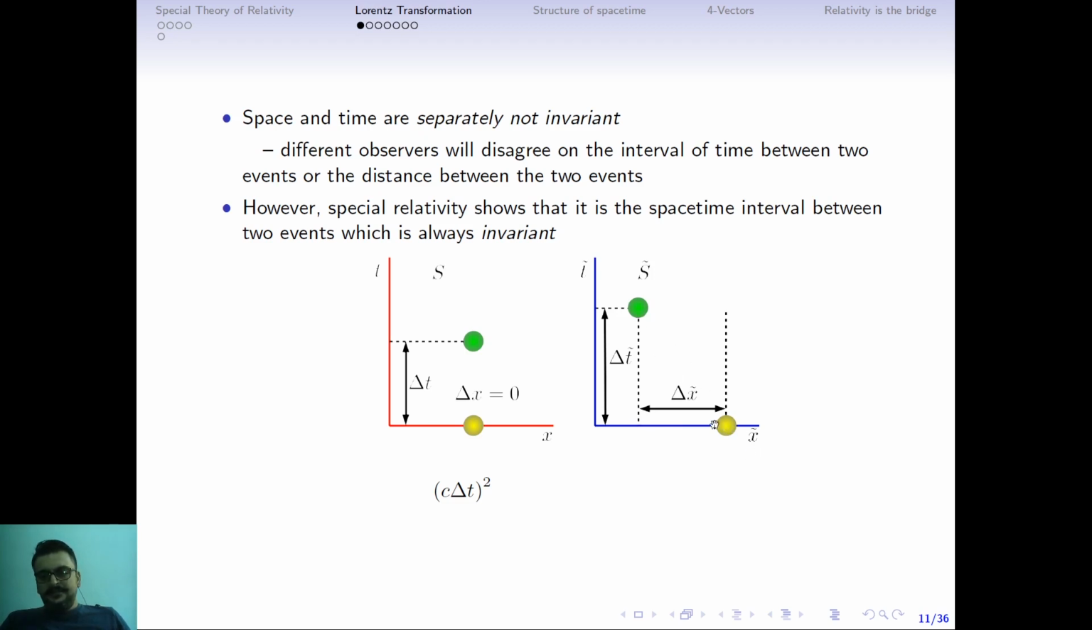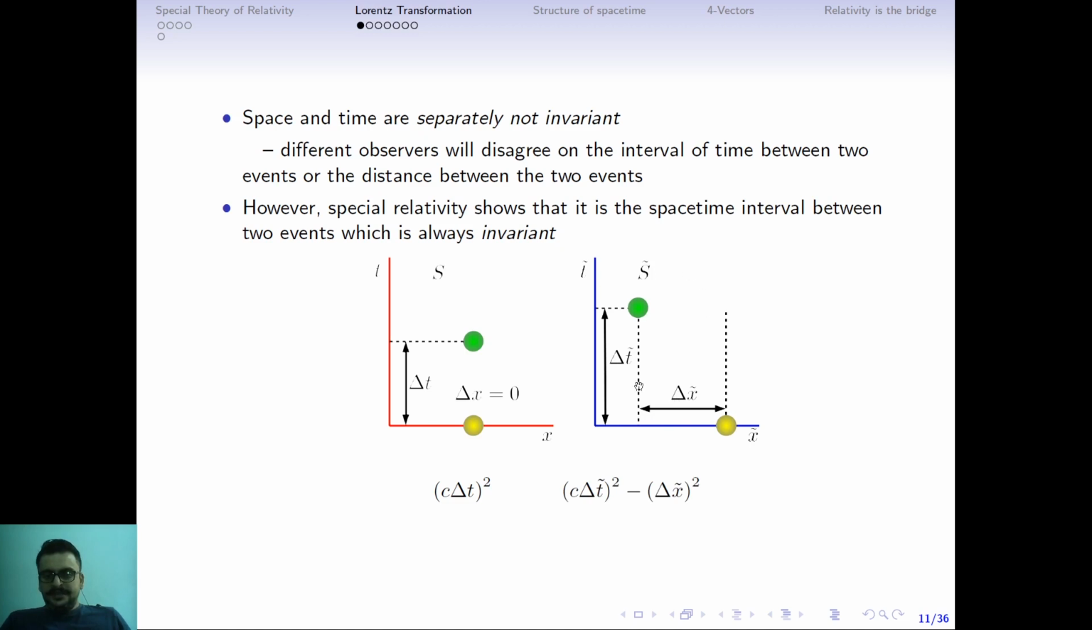Next, again, what about the time interval? Will the time interval be the same? It will not be the same. Because of time dilation, the moving observer will find that compared to the stationary observer, the time taken between these two events will be more. So delta t tilde will be larger, and delta x tilde will also be non-zero.